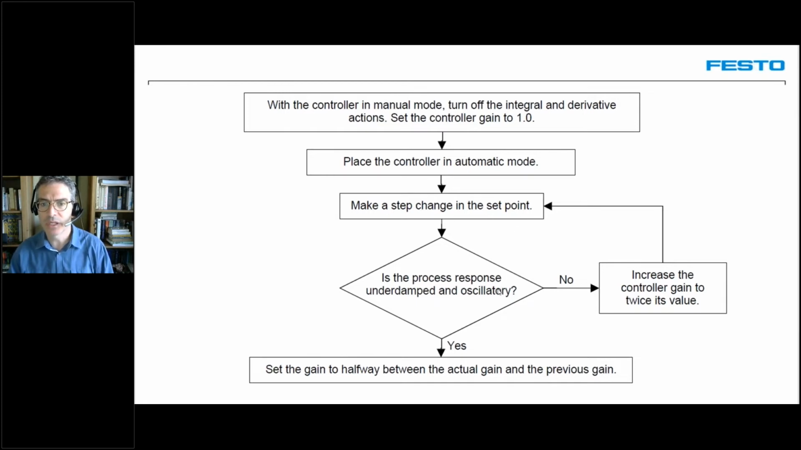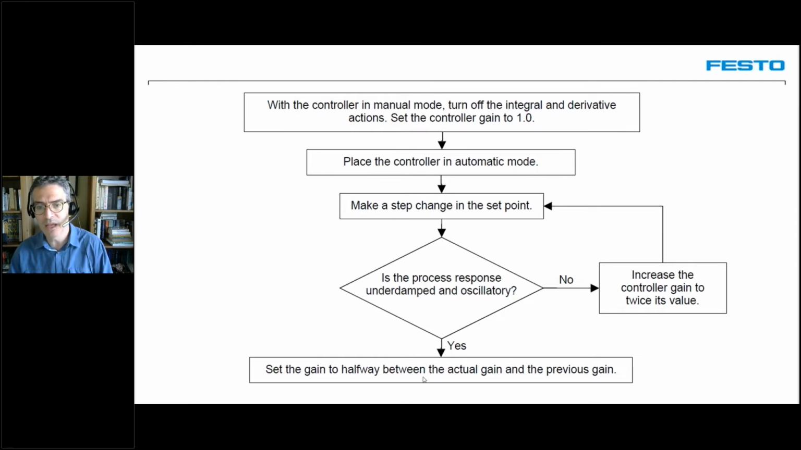Is the response underdamped and oscillatory? No. We increase the controller gain to twice its value. So each step, we will double the value. We will increase the value to 2 and then make a step change. See if it's underdamped. Is it oscillatory? No. We double again to 4, and then if it becomes oscillatory, yes.